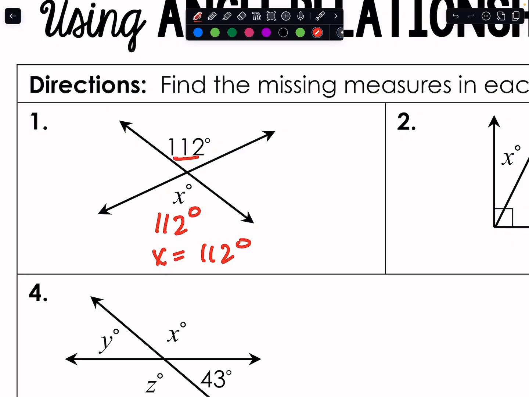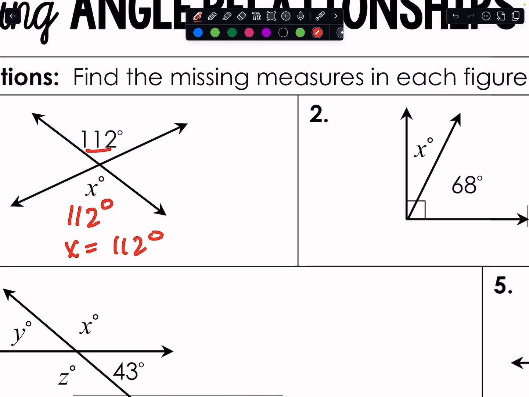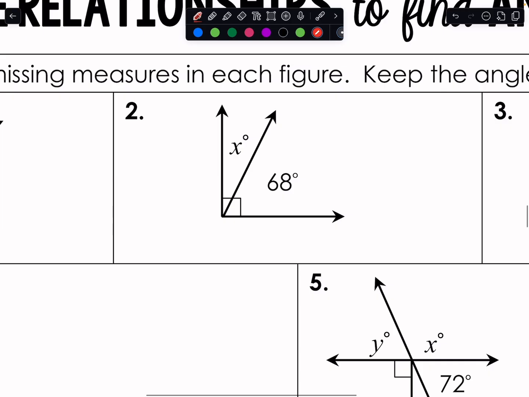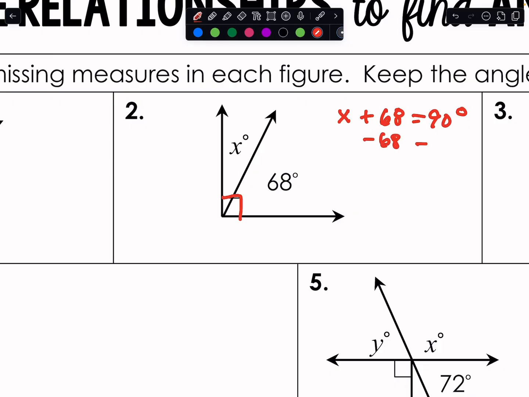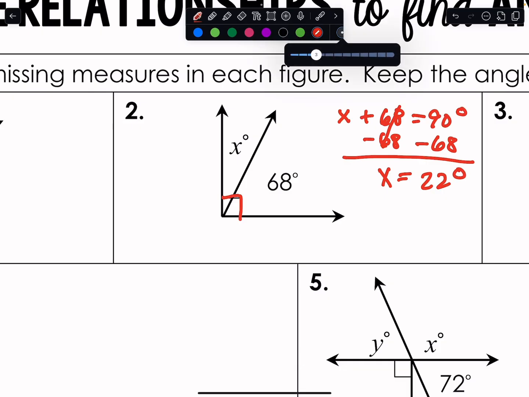Okay, and then let's look at number 2. This is a 90-degree angle, which means that whatever x is, and you add it to 68, it should be 90 degrees. And when you do that, you subtract 68. And you're going to get x is equal to 22 degrees. Okay?